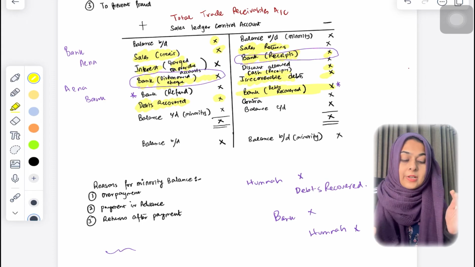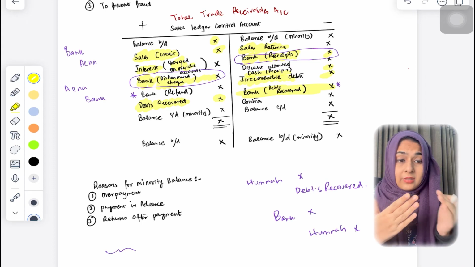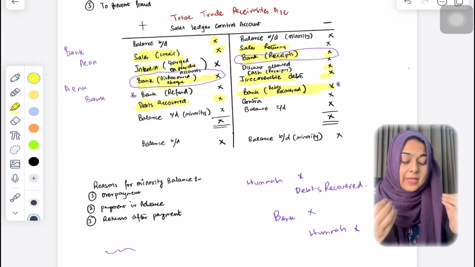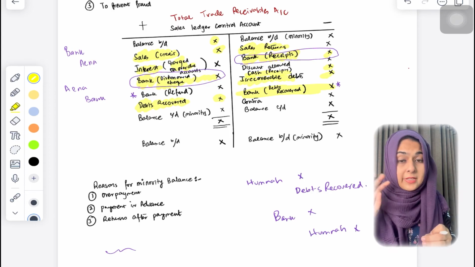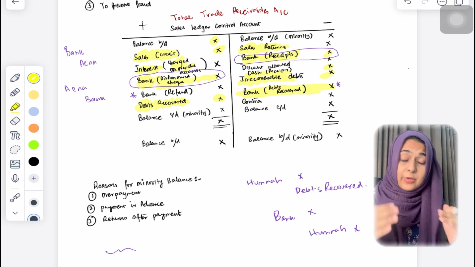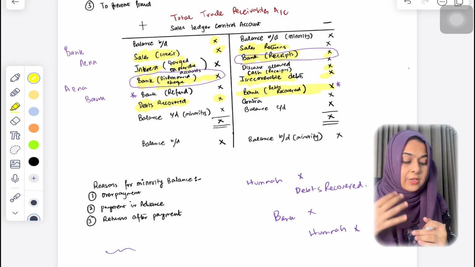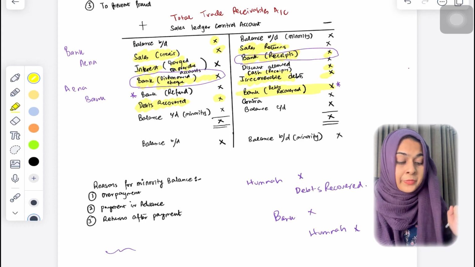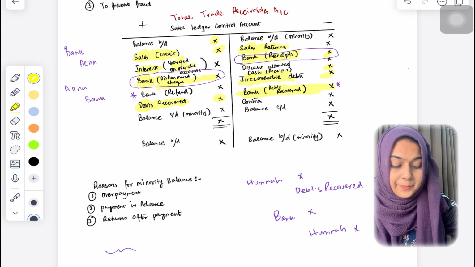So this debts recovered is going to come on both sides. When the customer comes back, you make that person your customer again. So I did Hamna debit, debts recovered credit, and when the customer paid me, I did bank debit, Hamna credit. Okay, then there is something called Contra.